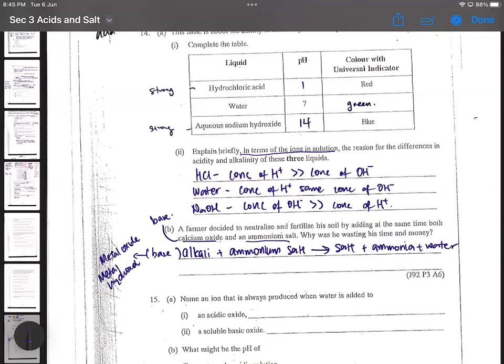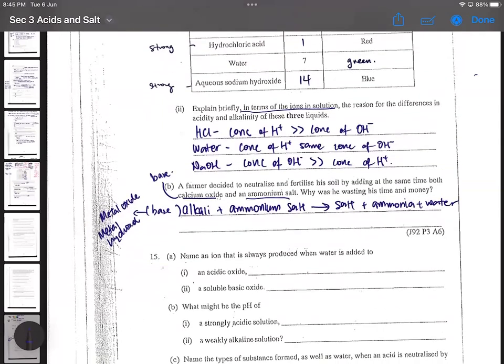Okay, so what happens when you do this at the same time? He wants to do two things. First, he wants to neutralize the soil, and then he wants to fertilize the soil. So let's talk about the role of the calcium oxide and the ammonium salt. The calcium oxide here is a base, and his purpose of adding this into the soil is to neutralize the soil. And the purpose of the ammonium salt is to fertilize the soil.